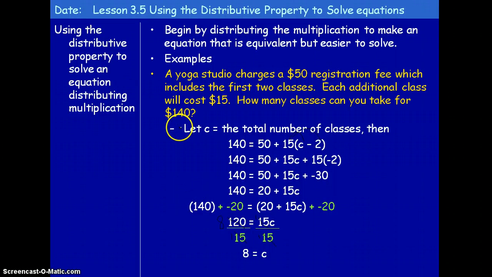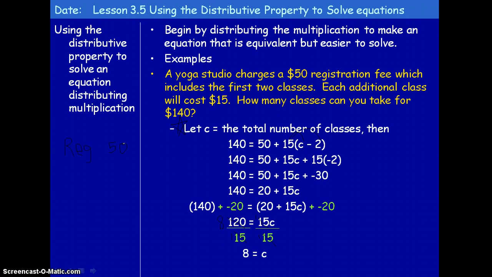If we go back to the beginning, c represented the total number of classes that we can take for a total charge of $140. It's always a good idea to check to see if this fits in the original situation. So if I check, I would have my registration fee of $50.